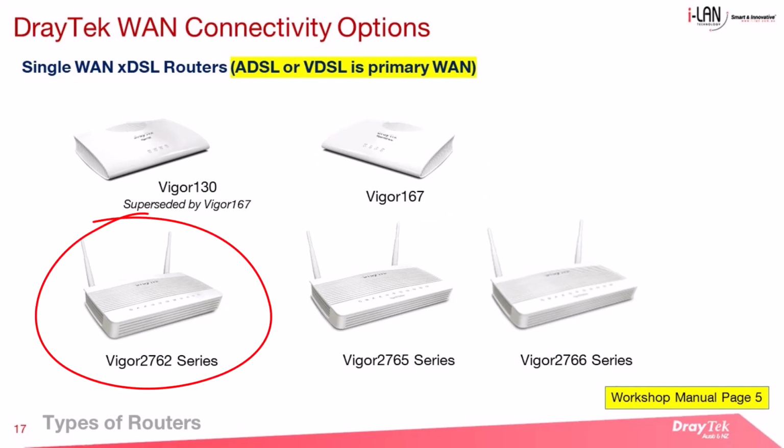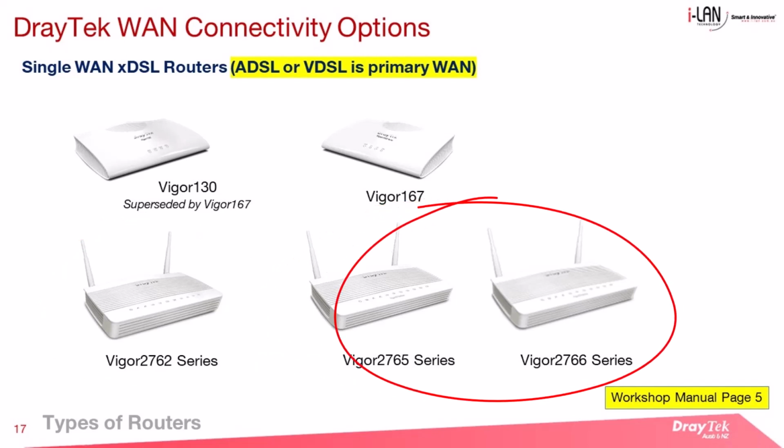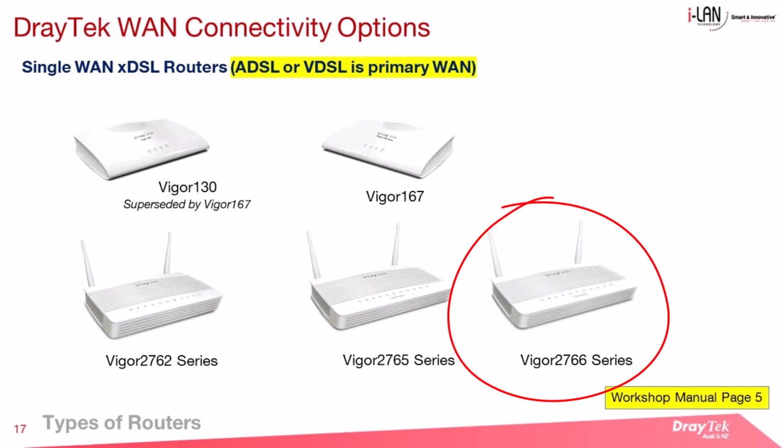The 2762 series has been replaced by the 2765 and 2766 series. The only difference between these two is that this one will support G.fast as well as VDSL2 and ADSL. Other than that, they're exactly the same. If you want to future-proof a little by having G.fast capability, you can buy that, or if there's a price advantage over one or the other.